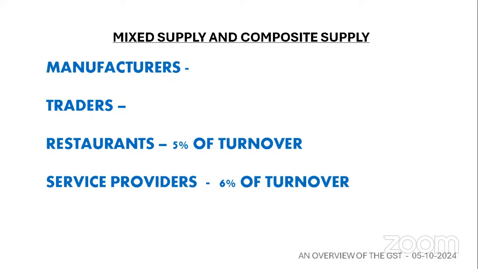Then, in the case of a restaurant, there is no limit of turnover. Any amount of turnover you can do, and you have to pay 5% of the turnover, and service providers will pay 6% of the turnover, and no dealer who is under this composition scheme is eligible to take credit of the input tax credit on the purchases made by them from the registered persons. So for inward supplies, the ITC, the tax paid, becomes a cost for you.